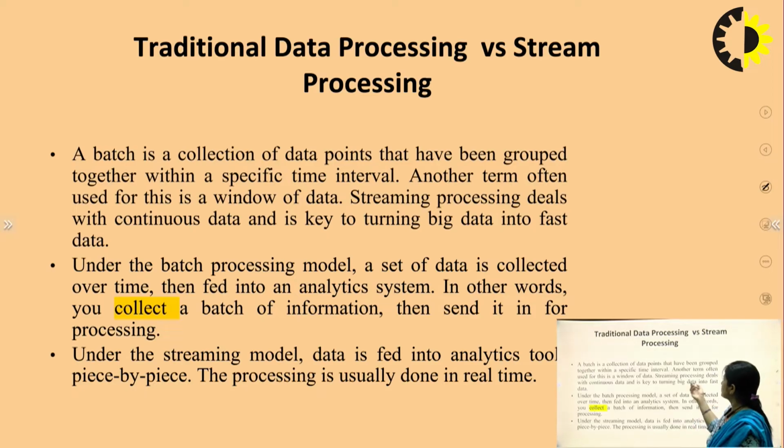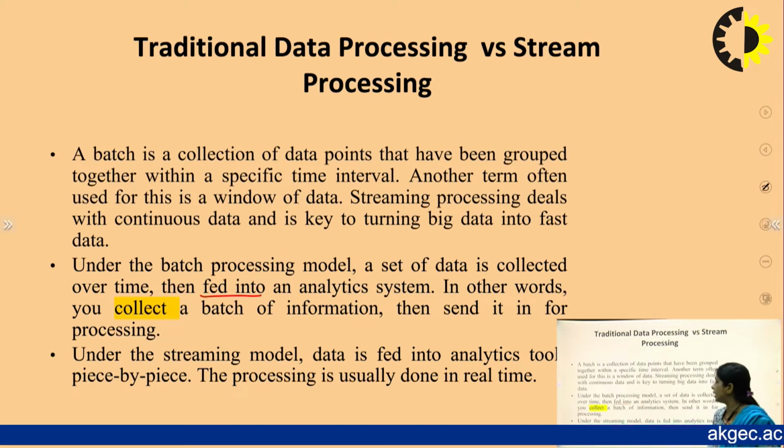We can use that. Stream processing deals with continuous data and is key to turning big data into fast data, right? Under the batch processing model, a set of data is collected over a period of time and then fed into an analytics system. In other words, you collect a batch of information, then send the entire batch in one go for processing. For example, our credit card bill generation, telephone postpaid bill generation, electricity bill generation, and so on. They collect the information for the entire month, and at the end of the month the bill is generated, right? So it is a kind of batch processing model, right?